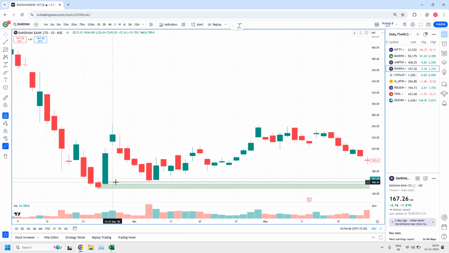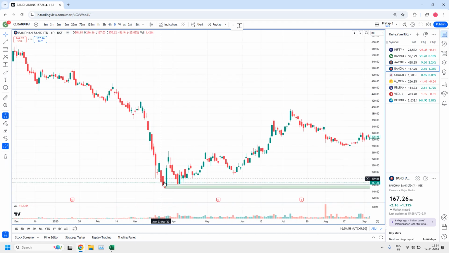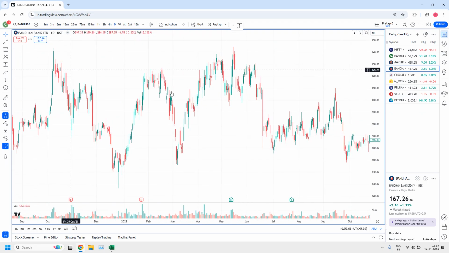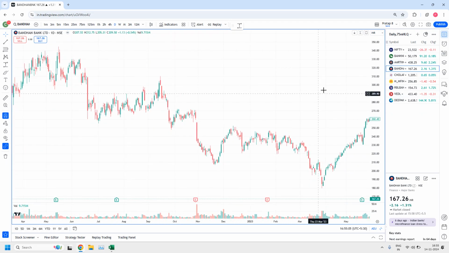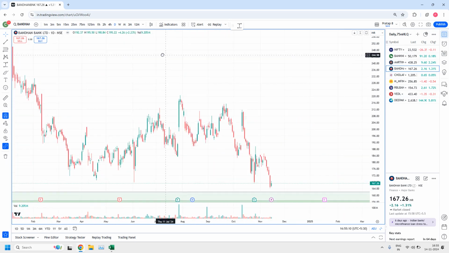Maybe if you are using some other software and they are providing you 5-minute data beyond 1 year, you probably get an opportunity to work on those zones. Because I am using TradingView, there is no other option for me to fine-tune these zones. So that's why I didn't plan any trades in Bandhan Bank. Anyway, price also did not enter the zone today.